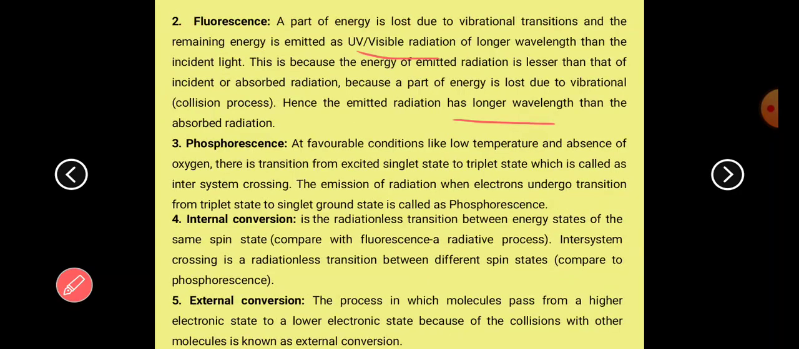Next, coming to the internal conversion. Internal conversion is the radiationless transition between energy states of the same spin state. Here, for example, we can take intersystem crossing. It is a radiationless transition between different spin states. External conversion, the process in which the molecule passes from a higher electronic state to a lower electronic state because of collisions with each other. It is known as external conversion.